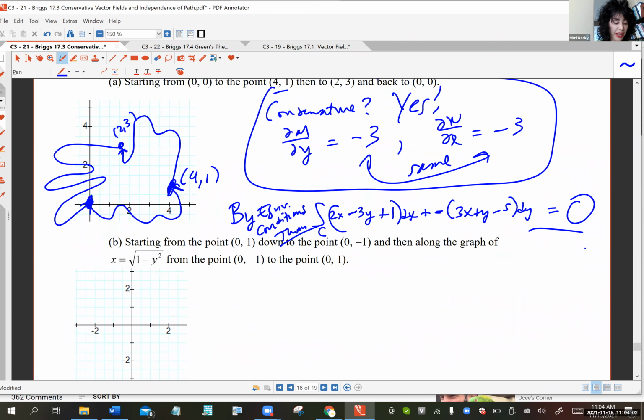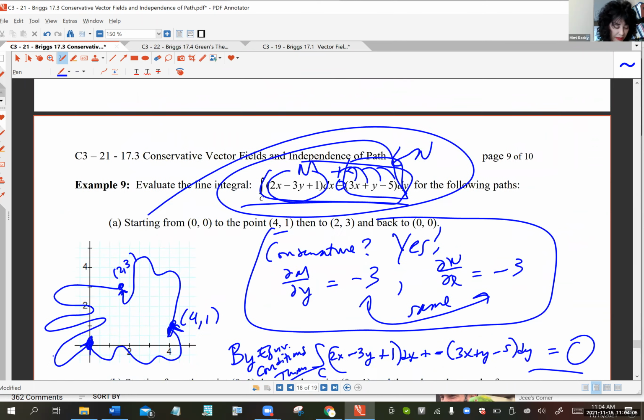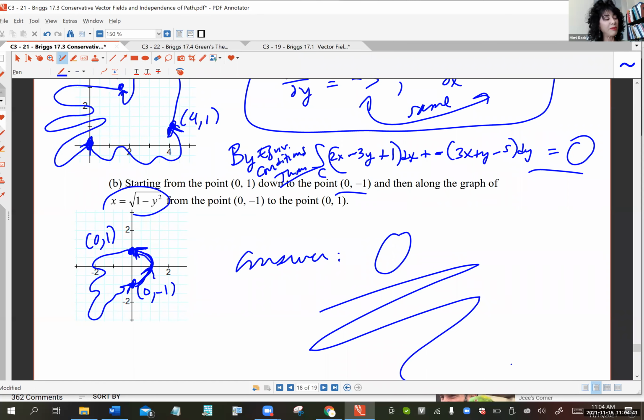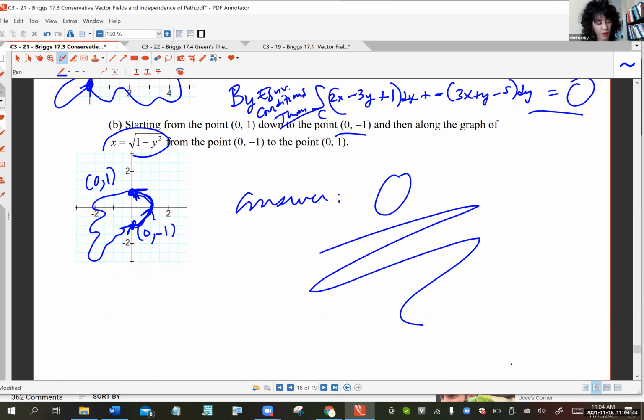Let's move to letter B. We have the same vector field here, so it is conservative. Let's check this curve. We're starting at the point (0, 1), and then we go down to the point (0, -1). But it doesn't necessarily say that it goes down with a straight line, so it could be some weird curve. And then along the graph of x equals the square root of 1 minus y squared, that's the right half of a semicircle, it goes back along here. This is a closed curve though, so the answer is 0. Same reason as before.